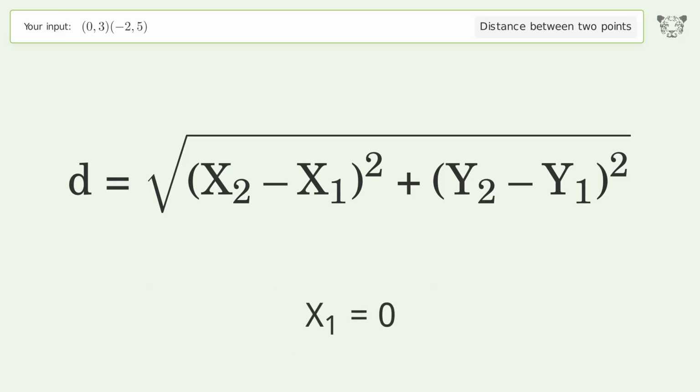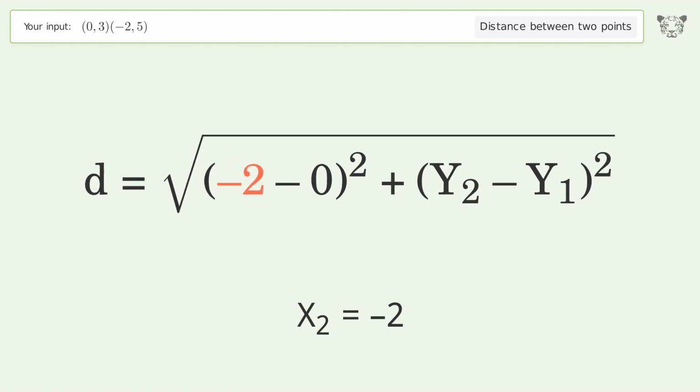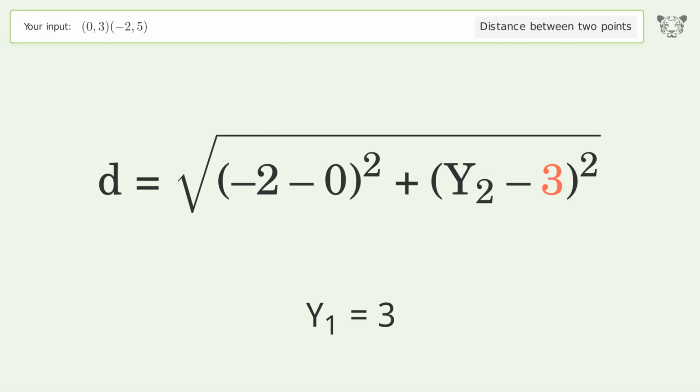x1 equals 0. x2 equals -2. y1 equals 3. y2 equals 5.